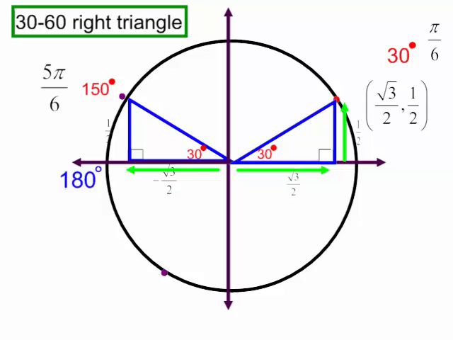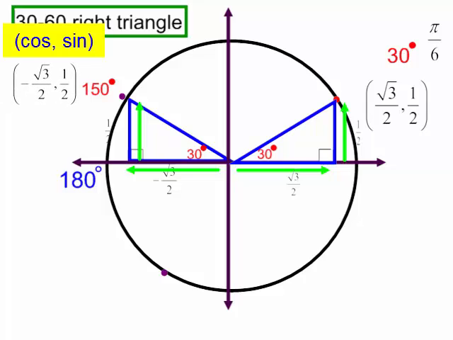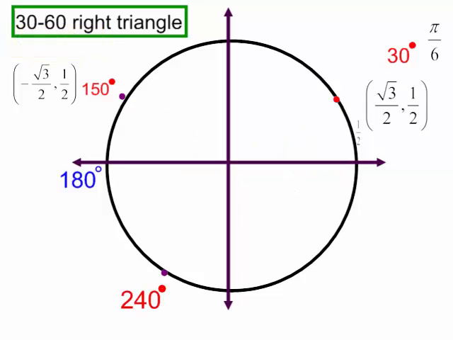is because I will be going to the left in my coordinate plane to get to this point, and then I will be going up the short distance of my 30-60 right triangle, which is 1/2. So this point is (negative square root of 3 over 2, 1/2). Or the cosine is negative square root of 3 over 2. The sine is 1/2.